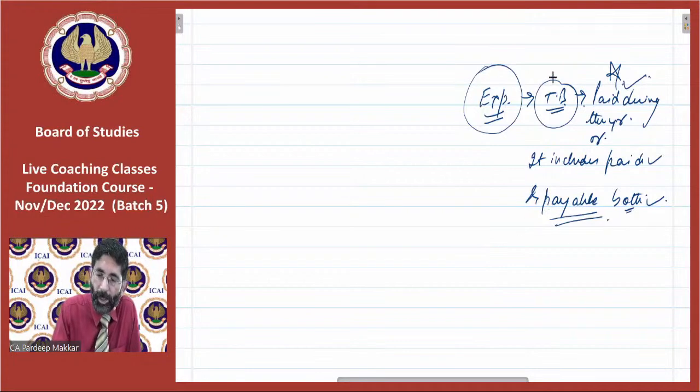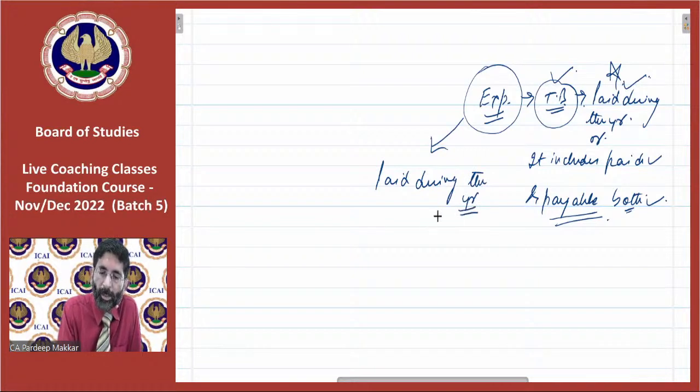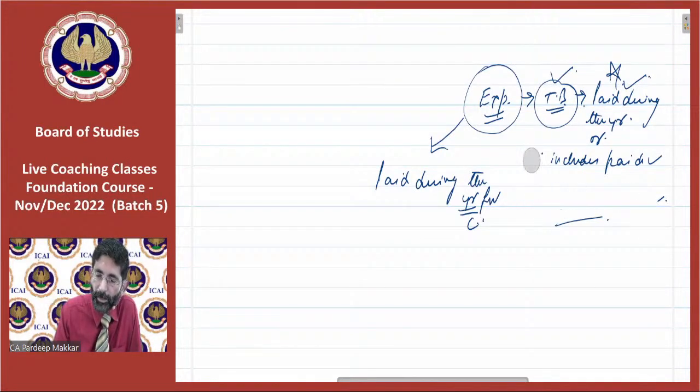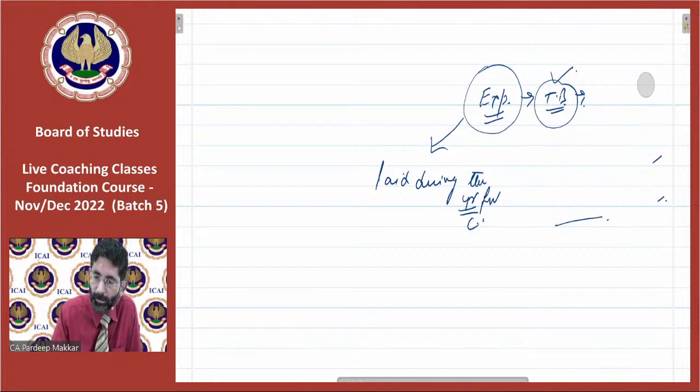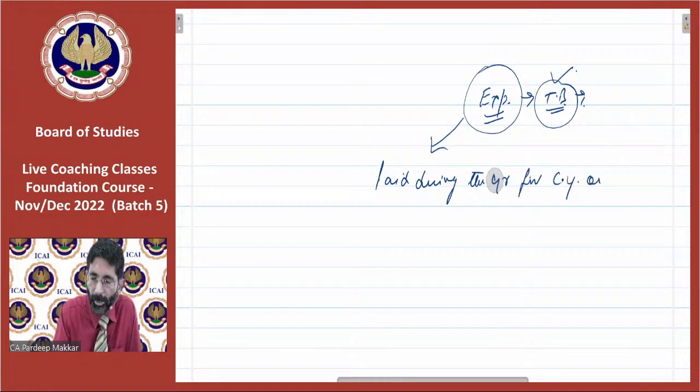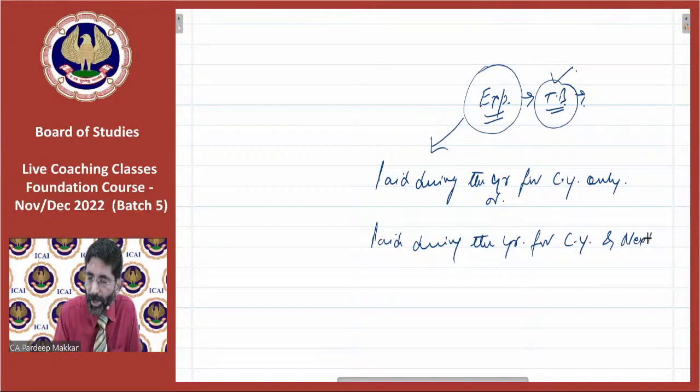Now tell me one thing. If any expenses are given to you in trial balance, whether it includes paid during the year for current year only, or it includes paid during the year for current year and next year and last year also.